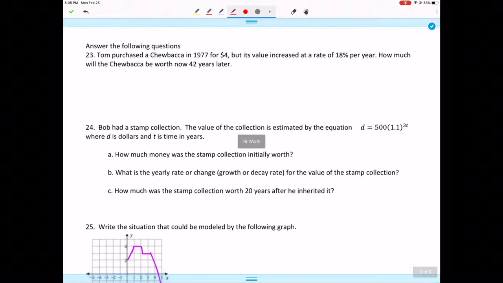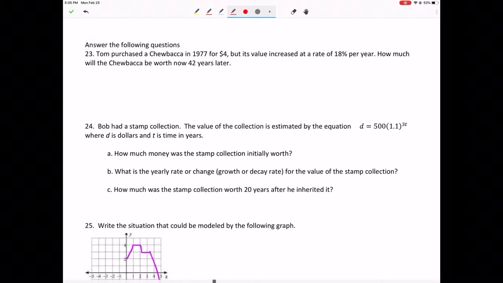All right, this one, we want to calculate the worth of a Chewbacca. So Tom purchased a Chewbacca in 1977. I think this is one of the first ones. It only cost $4, but the value has increased by a rate of 18% per year. How much will the Chewbacca be worth now, 42 years later? So we'd want to write down an equation for our exponential growth, which is a times b to the x.